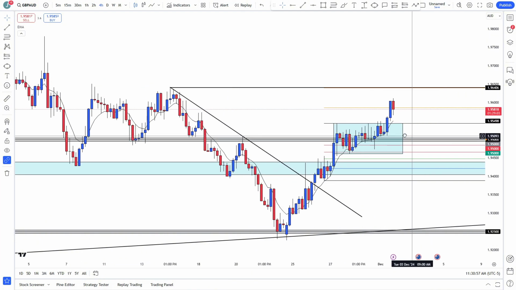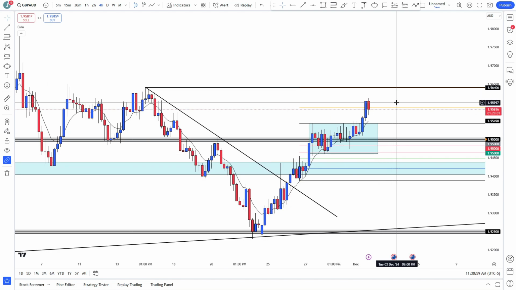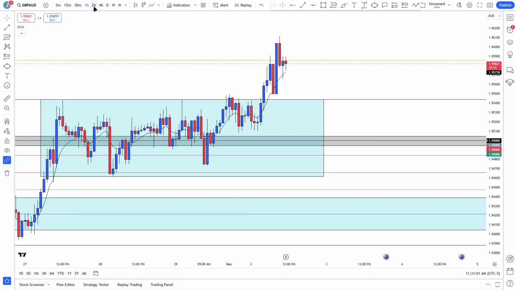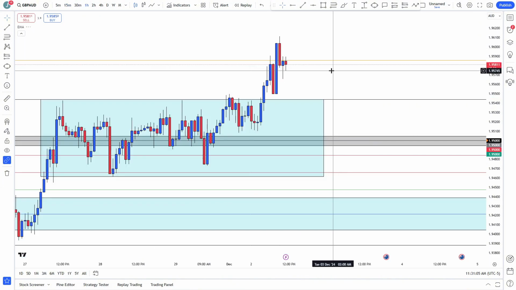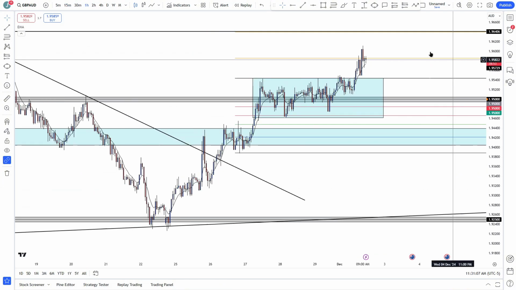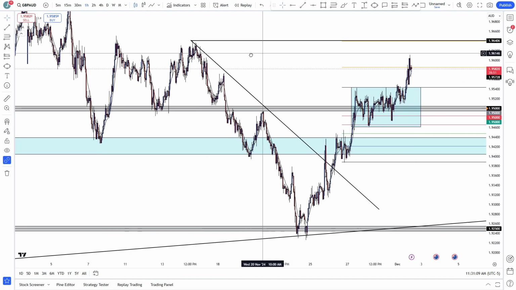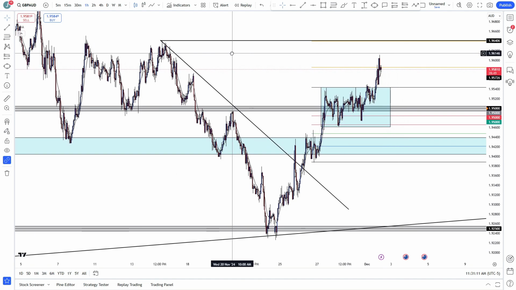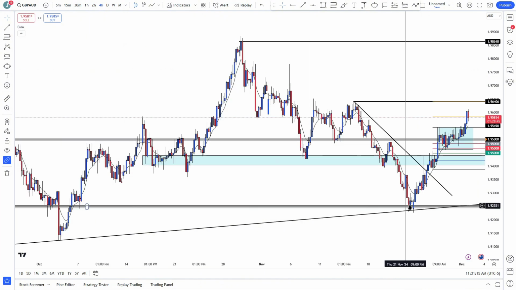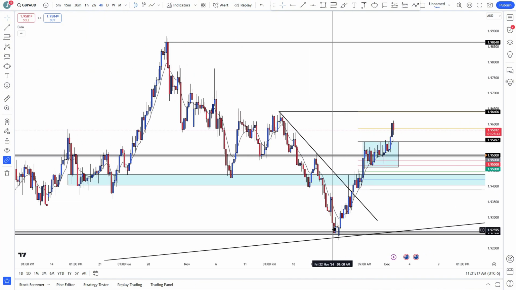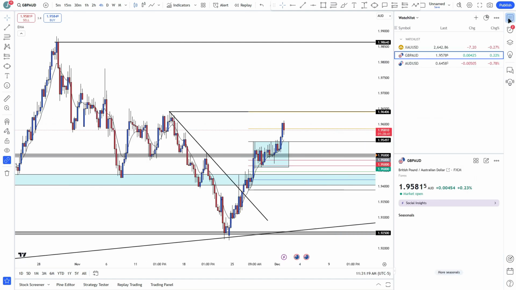Retesting the moving average on the 4 hour, then pushing up. Price pushed up really heavy, and I'm probably looking forward to it hitting this trend line. And yeah, that's really it. We've been analyzing this pair since all the way down here, so we saw it rise all the way up and analyzed it from that.